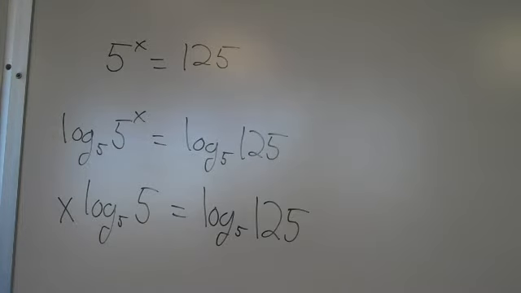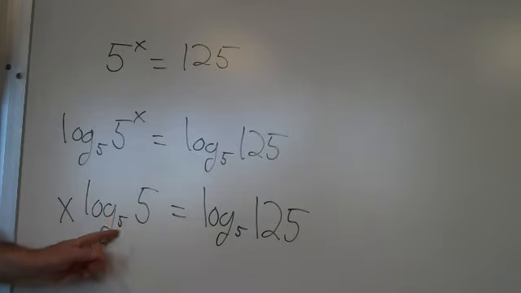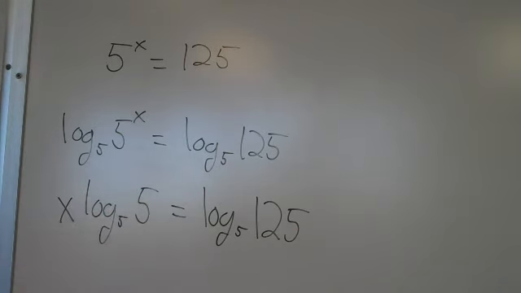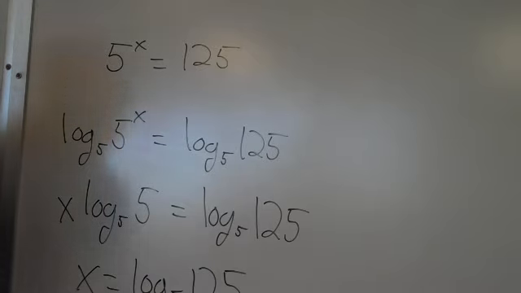Here's why I chose this one. What is the log base 5 of 5? 1. You've got to get used to this. That should have been everyone in unison quickly. Log base 5 of 5 is the question: 5 to the what power equals 5? 1. So log base anything of the same number is always going to be 1. All right, so this is 1 times x. So I now know x equals the log base 5 of 125.